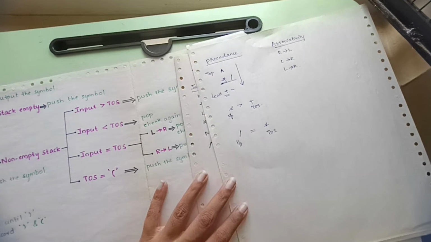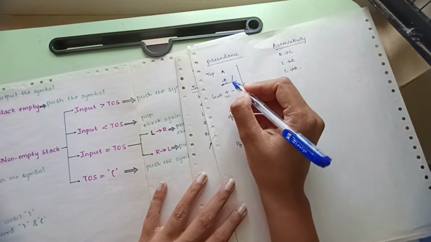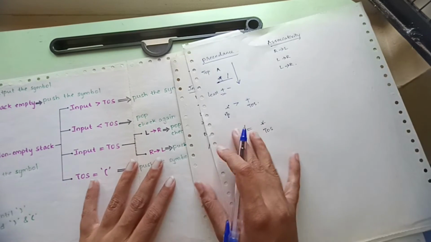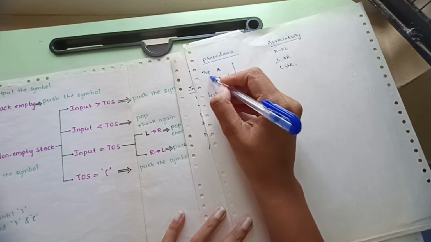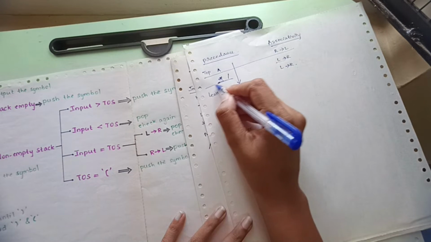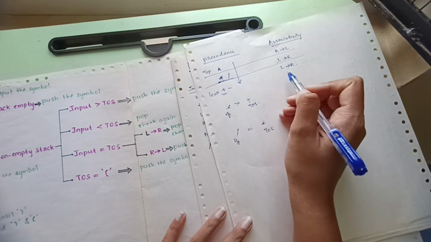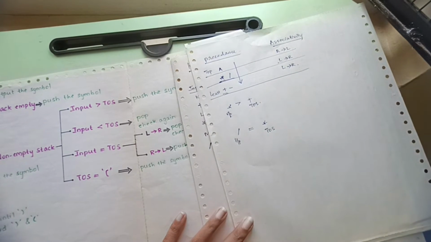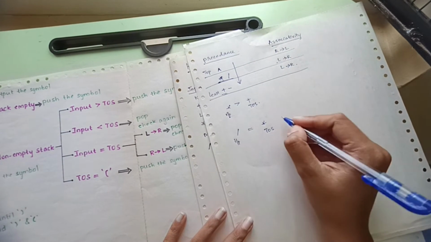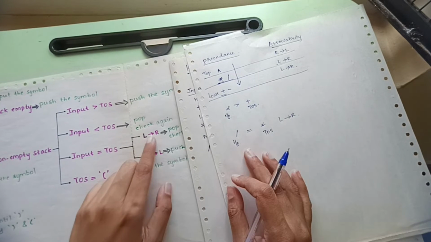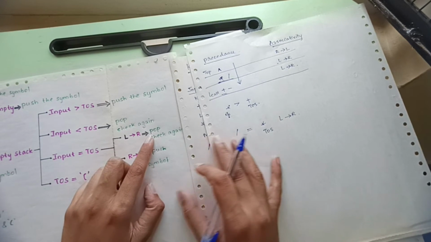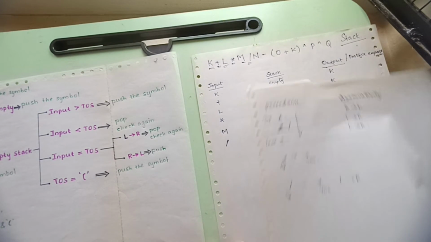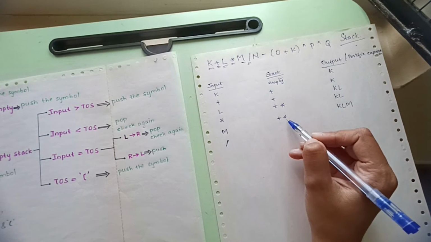Now we have to check the associativity. For division and multiplication, associativity is left to right. We have already written here: associativity is left to right except for exponential. For all others, associativity is left to right. So of course in this case, associativity is left to right. For left to right, what does the rule say? Pop, check again. So we are going to pop what is on the top of the stack.